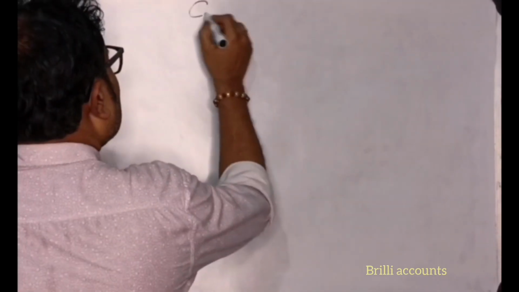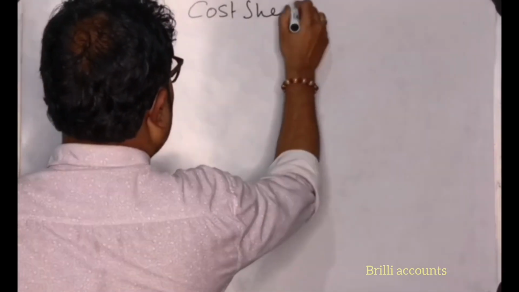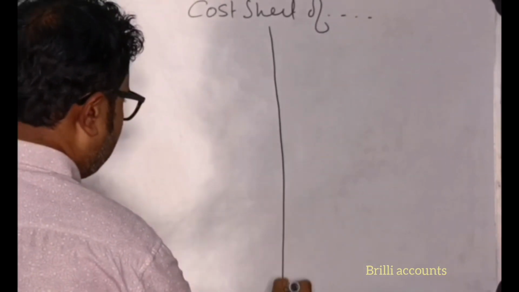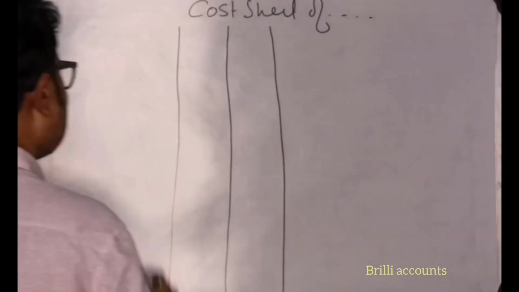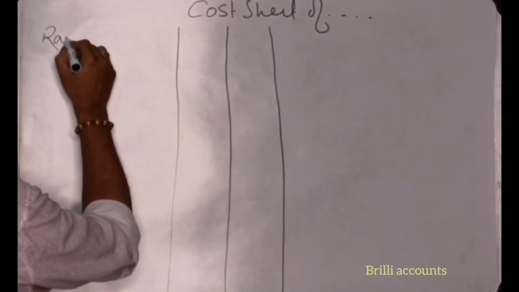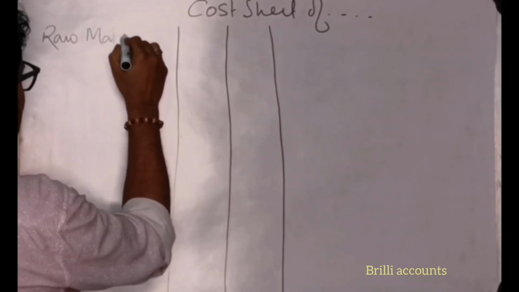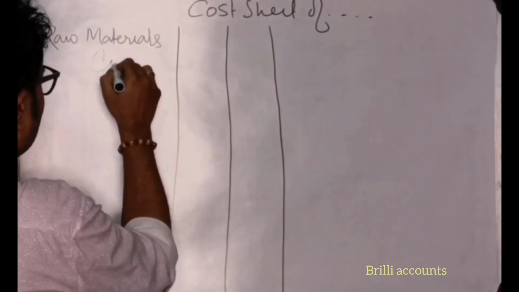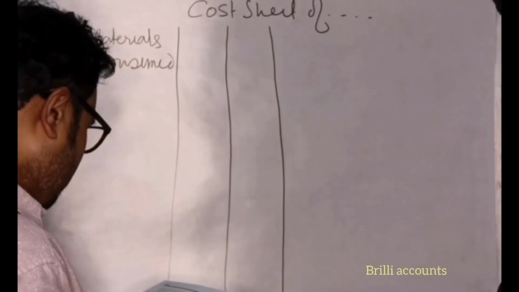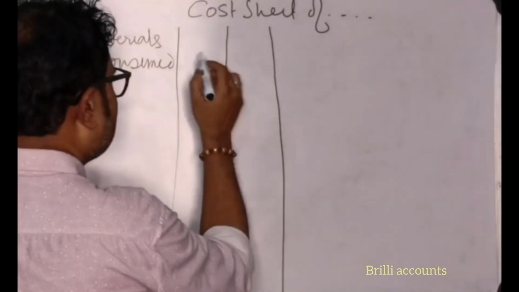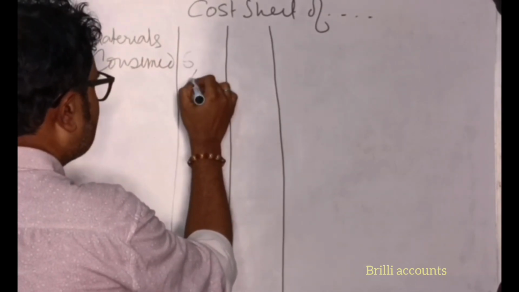Just look at. Cost sheet of, okay, again I'm just bifurcating the page to write down the values, starting with raw material consumed. Here they have given the raw material value directly, 6 lakh. So I'm putting here 6 lakh.